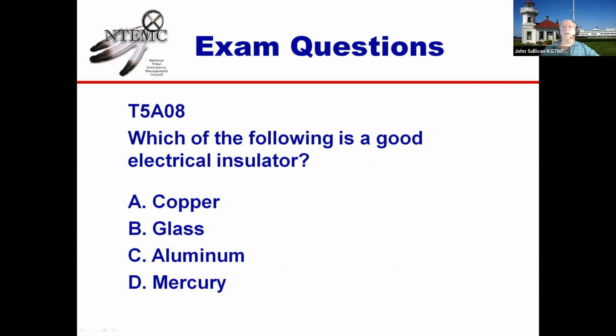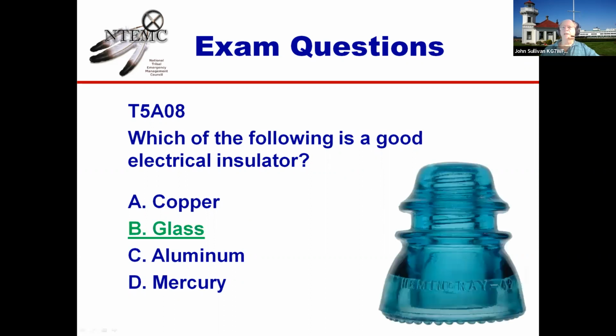Which of the following was a good electrical insulator? Not a conductor, an insulator. Well, 3 of those are metals. And we've said that metals are good conductors. So that only leaves glass as your insulator. And glass is a good insulator.